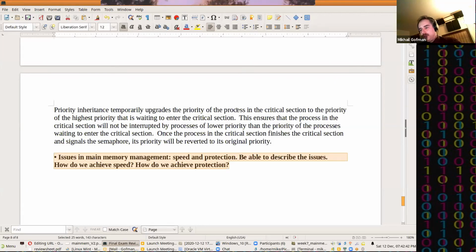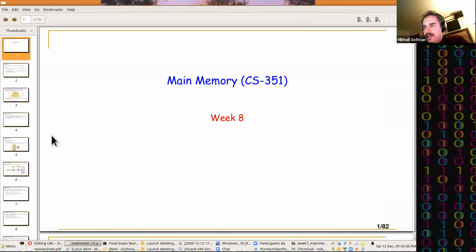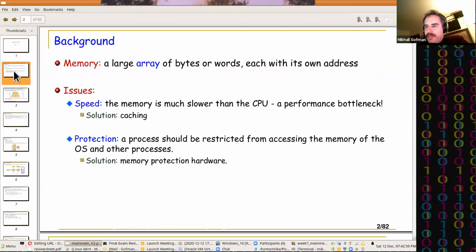And let's now talk about memory. So, the first question asks about issues in memory management, speed and protection. Be able to describe the issues. How do we achieve speed and how do we achieve protection? So, let's go ahead and talk about that.